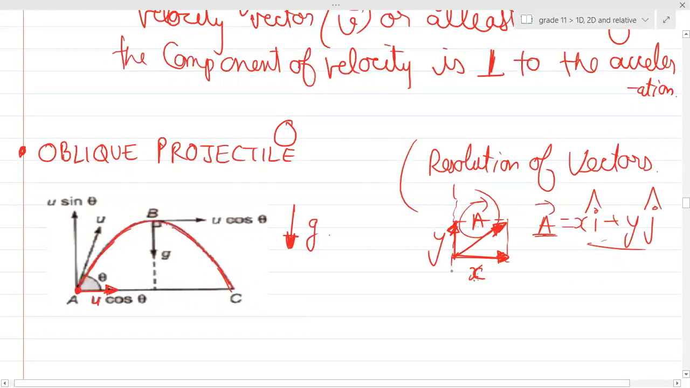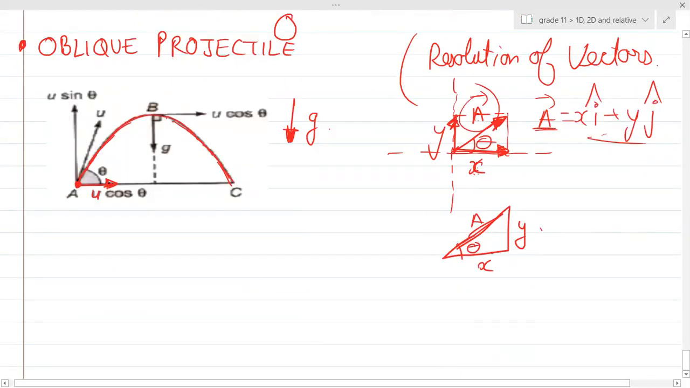So can you see two perpendicular directions I wanted? This was the original vector. I just need one angle between them. Whenever I have an angle, can you see a triangle will form like this, with theta, and this will be x and this will be y. Can you tell me what is sine theta? Sine theta will be equal to the perpendicular upon hypotenuse, the y upon a.